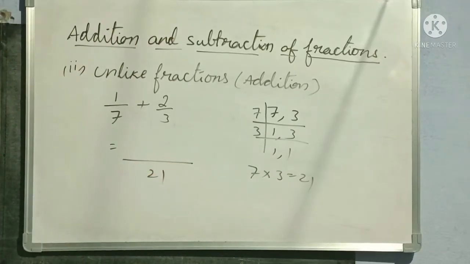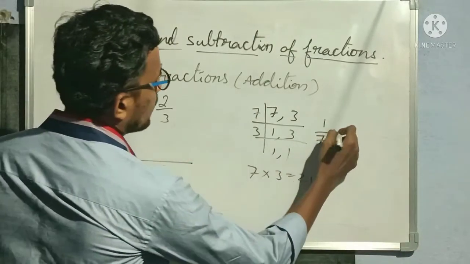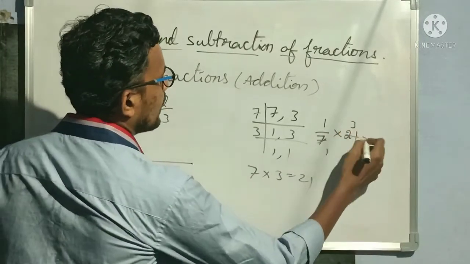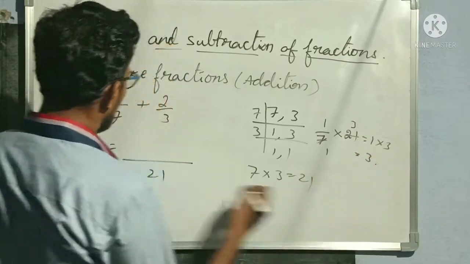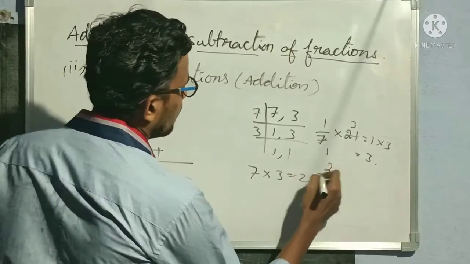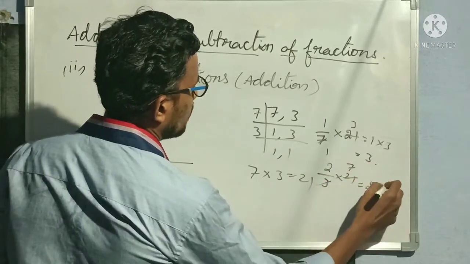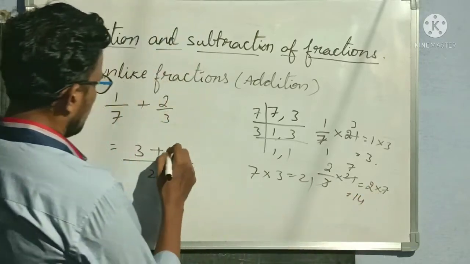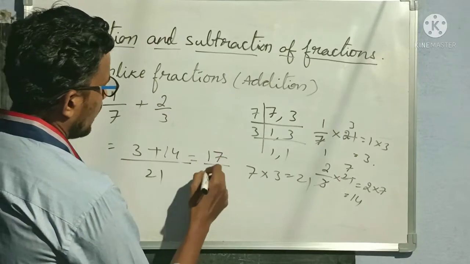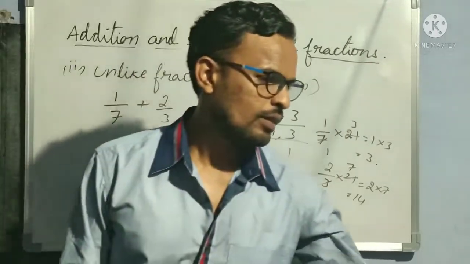Now the numerator. First we have to multiply each fraction with the LCM. So 1 by 7 into 21: 7 ones are 7, 7 threes are 21, so 1 into 3 is equal to 3. So my first numerator is 3, plus 2 by 3 into 21: 3 sevens are 21, so 2 into 7 is equal to 14. Now 14 plus 3 is 17 by 21. This is how we have to add unlike fractions. Clear?